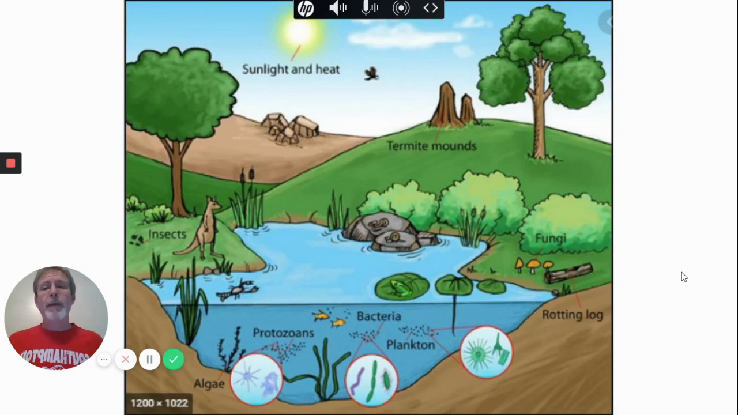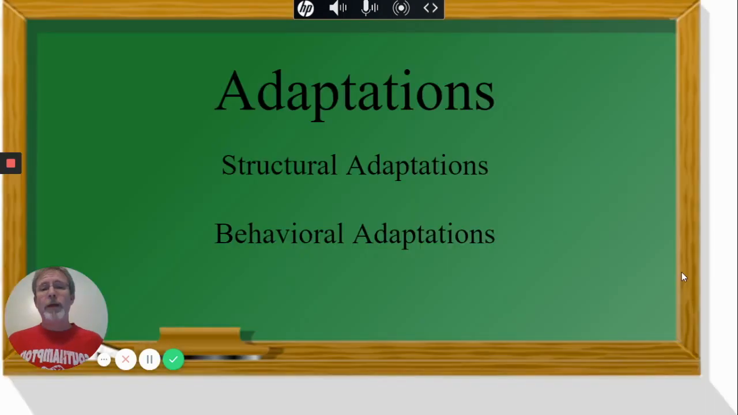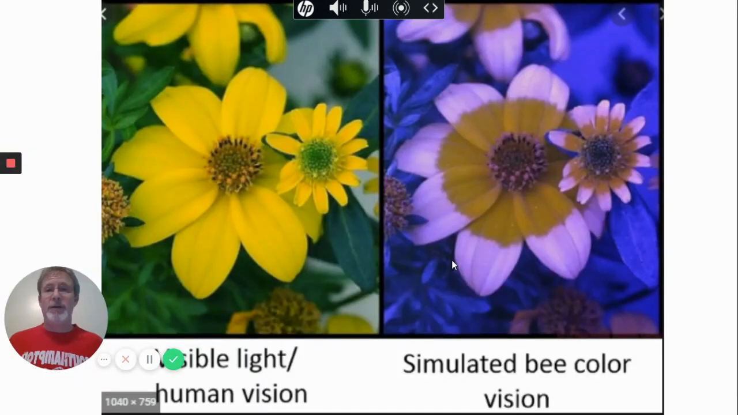But back to what the lesson is at hand. And the lesson at hand is about adaptations. If you remember me talking about structural adaptations, this is how an organism's body changes to meet the needs of its environment. Behavioral adaptations is how animals think to meet the needs of their environment.